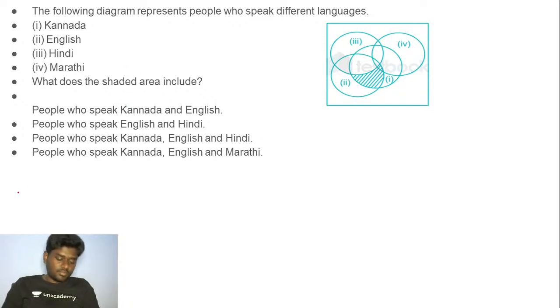Come on, try to solve this question. The following diagram represents people who speak different languages. I hope the figure is visible for you, the Venn diagram. You need to see what the shaded area includes. That's the question.